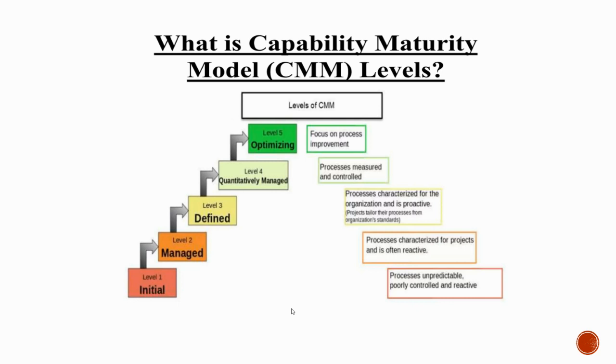So, what are the capability maturity model levels? First level is the initial level, where processes are unpredictable, poorly controlled, and reactive. Then, managed level, processes characterized for projects and is often reactive. Then, defined level, processes characterized for the organization and is proactive. Projects tailor their processes from organization standards. Then quantitatively managed, processes measured and controlled. Then optimizing level, focus on process improvement. So these are the levels of CMM.